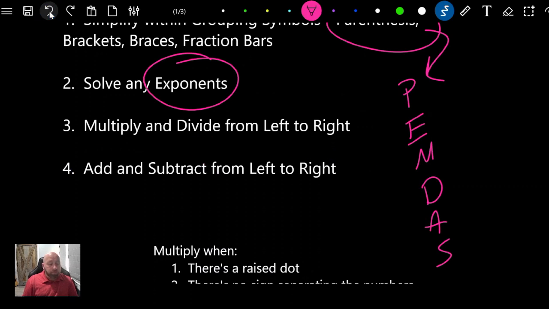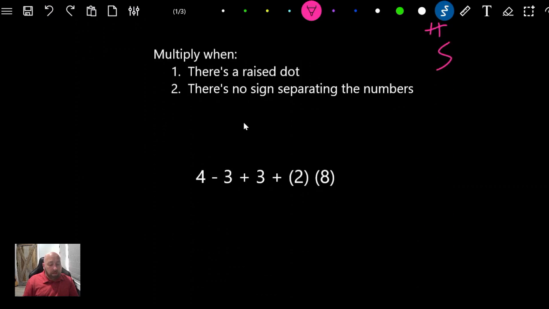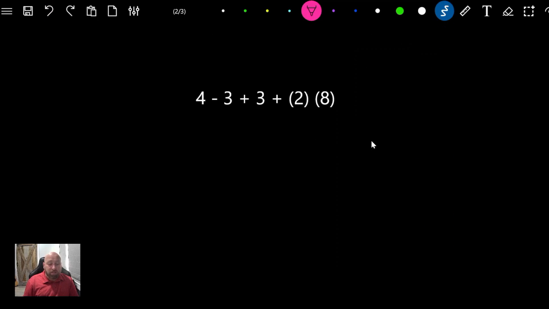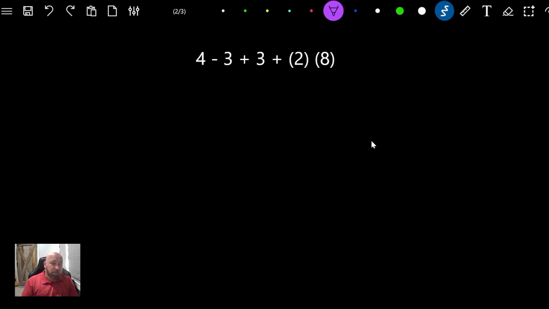Okay, so let's go ahead and start practicing these. Let's do some of these and see how they turn out. All right, here we go. So we just need to follow the order of operation in this problem. So we're going to go back up to our steps, and we're just going to say, okay, what do we do first?